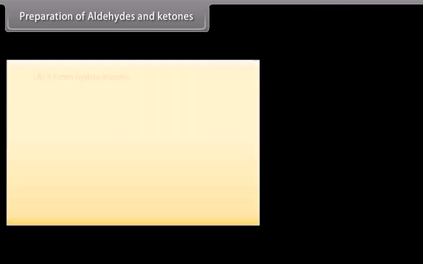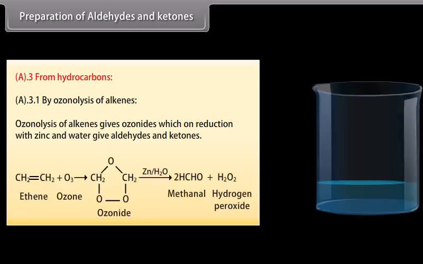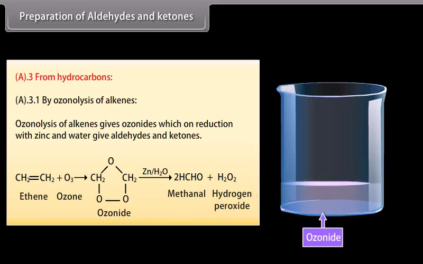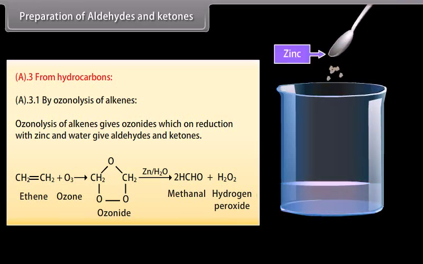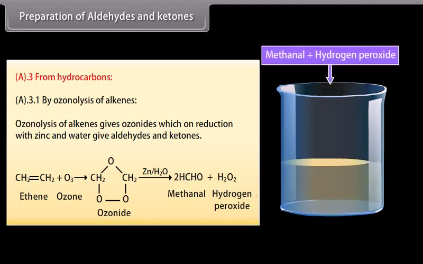Preparation of aldehydes and ketones. From hydrocarbons. By ozonolysis of alkenes. Ozonolysis of alkenes gives ozonides, which on reduction with zinc and water give aldehydes and ketones. Ozone gas reacts with ethene and forms an intermediate, that is ozonide, in which some zinc is mixed along with water and forms methanal and hydrogen peroxide.